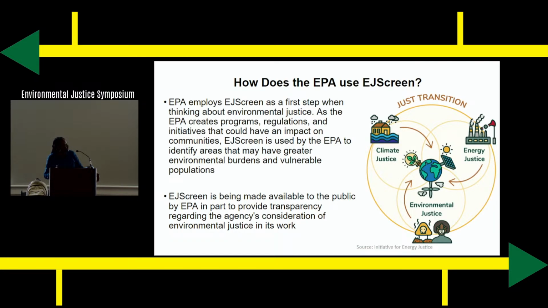Next, please. So how does the EPA use EJScreen? EPA employs EJScreen as a first step when thinking about environmental justice. As EPA creates policies, regulations, and initiatives to address some of these issues, EJScreen is one of the tools they use as a first step in identifying those communities and trying to address the problem. It's also made available to the public for transparency, so you can see what is happening in the community and also lend your voice in addressing such issues.